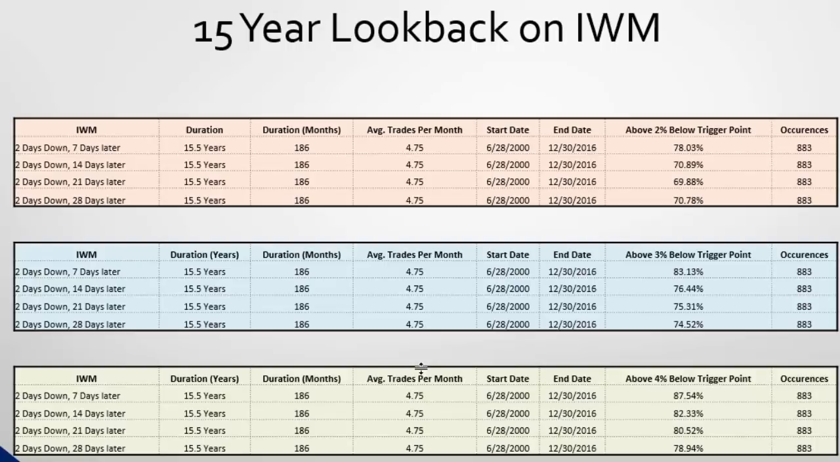Let's look at those probabilities again. We're going to look at the second section. All the information is the same, but this time it's the probability that it's above 3% below the trigger point. You can see the probabilities actually start to increase a little bit.